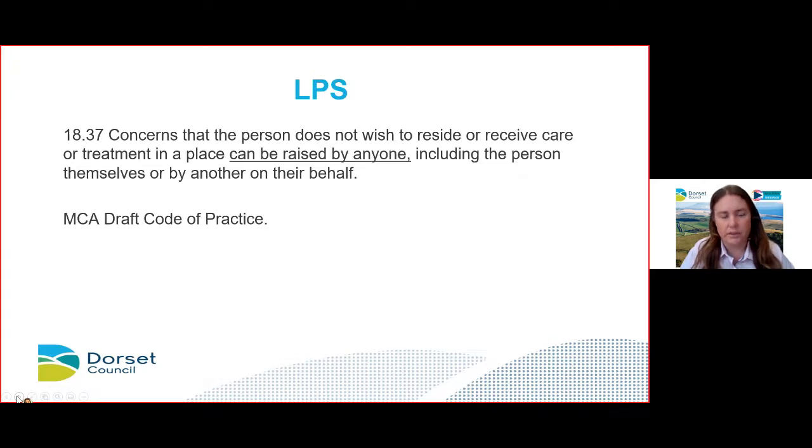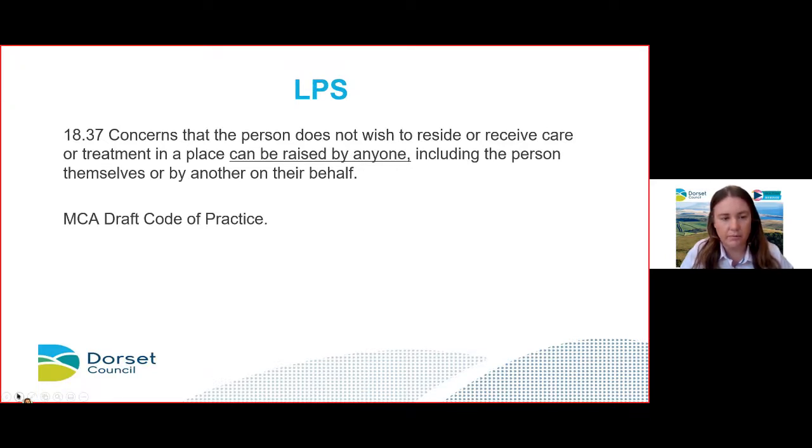It's just to reiterate as well that concerns that the person does not wish to reside or receive care or treatment in a place can be raised by anyone, including the person themselves or by another on their behalf. So I think it's really helpful for us to be aware that we all have a duty to look out for, recognise when somebody may be objecting and raise that as a concern. It could be that somebody's there to do a Care Act assessment, or to do a review, you could observe somebody else that you feel is objecting, could be a visitor, as we said, it could be anyone that notices something about that person objecting, and we want people to raise that and let us know.